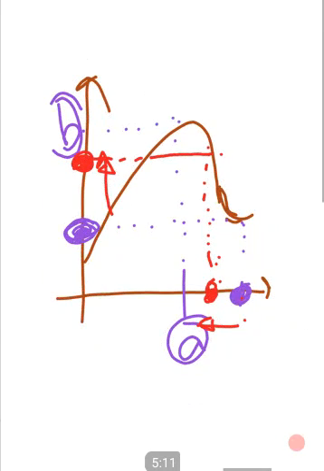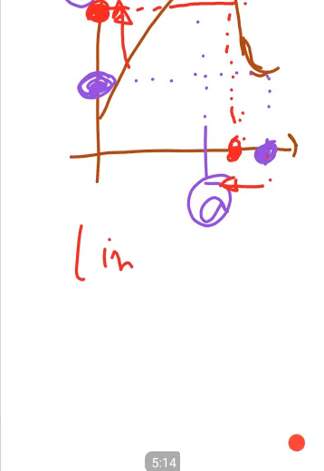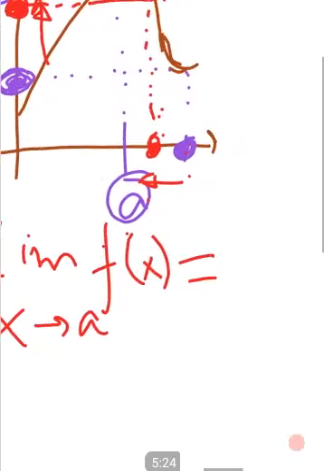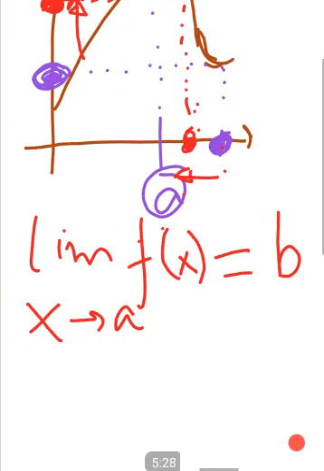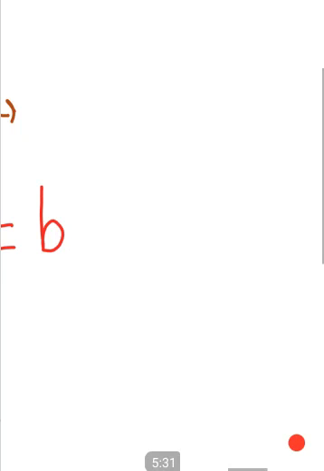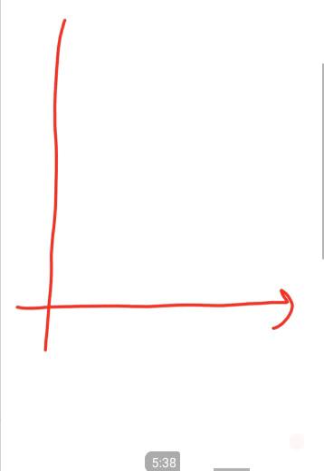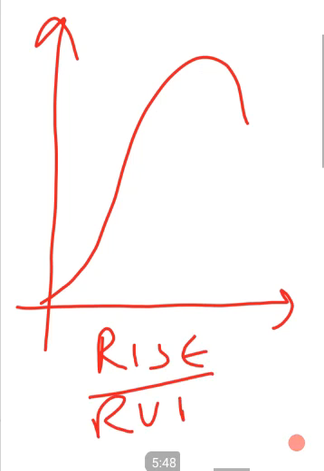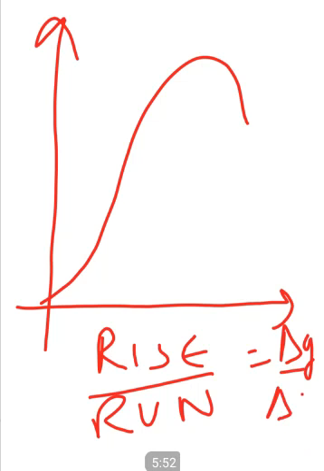So the limit can be written as: the limit as x approaches what? A. Yes, A. Then the function approaches what? B. Yeah. So this is the notation for this limit. Now we'll use limits to find the instantaneous acceleration in that graph which we saw earlier. And you know that the slope is rise over run, that is delta y by delta x. So the average slope would be, say, this one would be delta y over delta x.